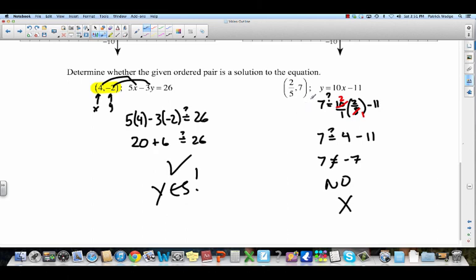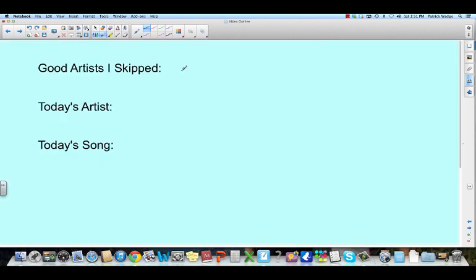Okay, this is the start of solving equations. It's a very, very important topic. So we're going to spend quite a bit of time working on this over the next probably month or so.